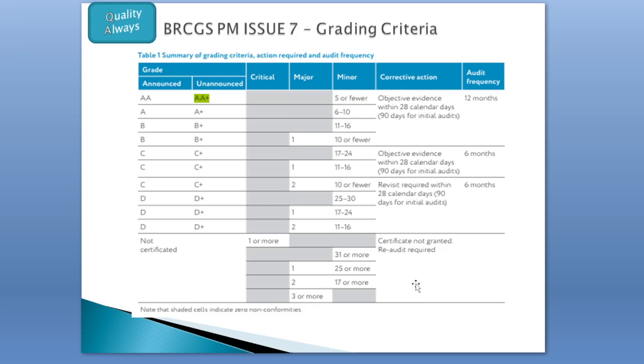So the grading is very clear. If minor NCs are below 5, then you can get an AA plus grade, that is the highest grade in the BRCGS. And if there is a single critical NC, then the certificate will not be given. If there are three major NCs, then also the certificate will not be issued. If there are 31 minor NCs, then also there will not be any certification. So this is the grading criteria in BRCGS.